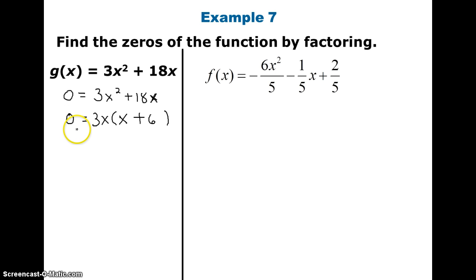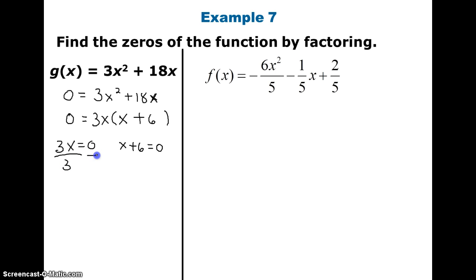You can have it on the left side, you can have it on the right side, but what I'm going to take is everything outside and inside of the parentheses, and set that equal to 0. So I'm going to take 3x equal to 0, to use the zero product property. Take what's inside the parentheses, x plus 6 equal to 0, and solve for x.